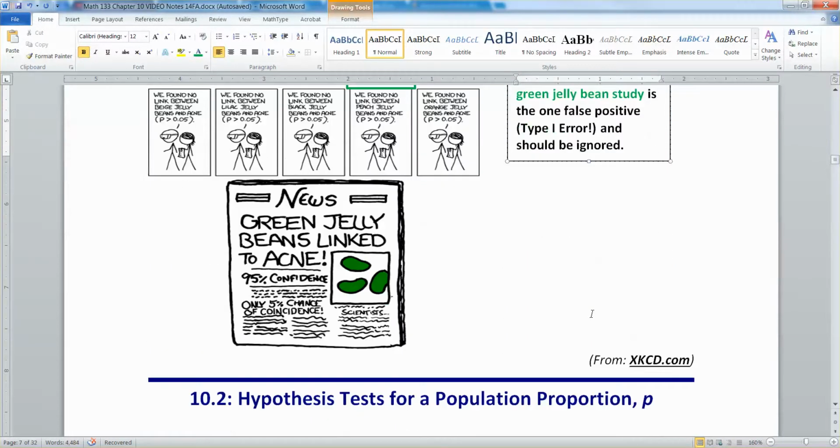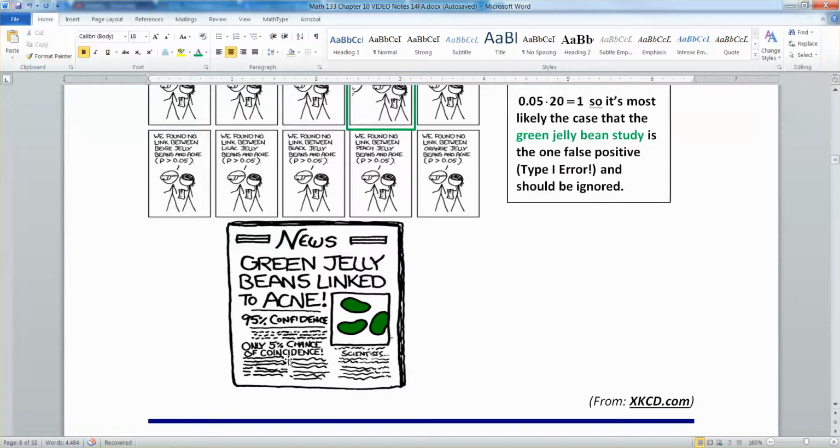All right, so now we've learned a little bit about being careful with type 1 and type 2 errors, and we still don't know how to actually run a hypothesis test, but that's what we're going to learn how to do in section 10.2. So I'll see you.